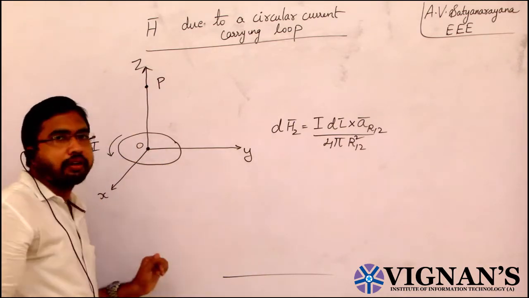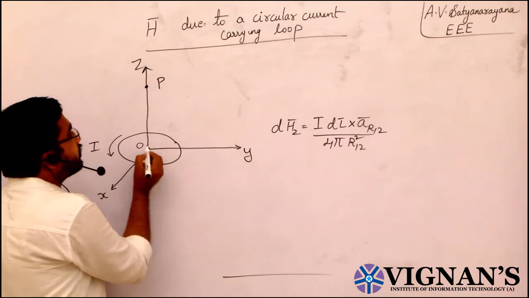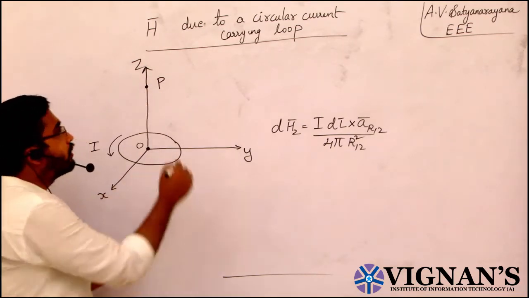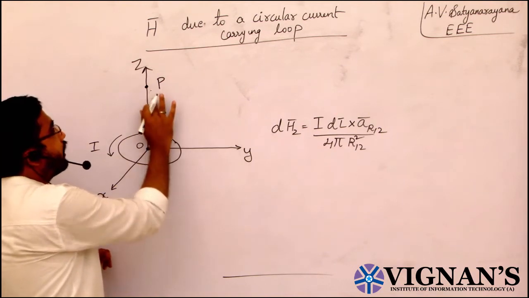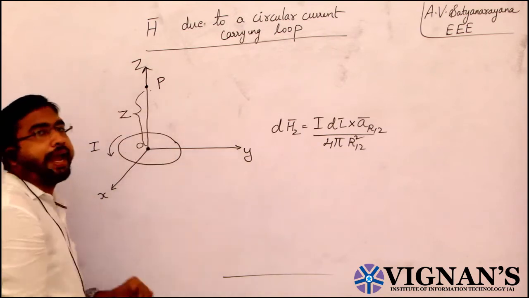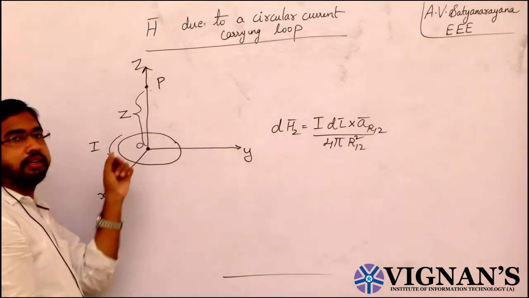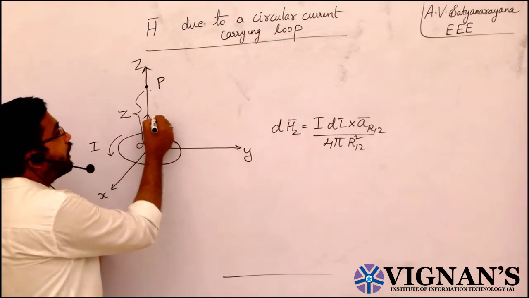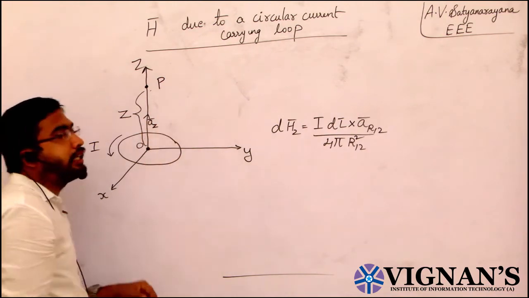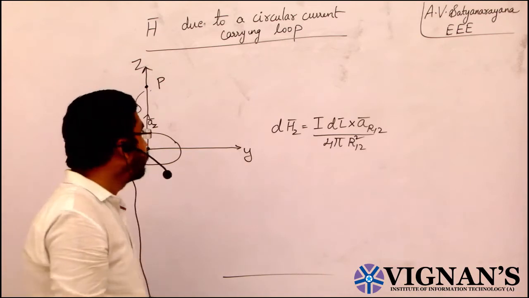So let us mark the distances. Now as this point is on the z axis, let us consider this height as some z. And what is the unit vector in the z axis? The unit vector in the z axis is a z bar, that we already know.